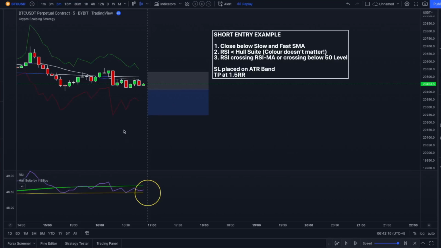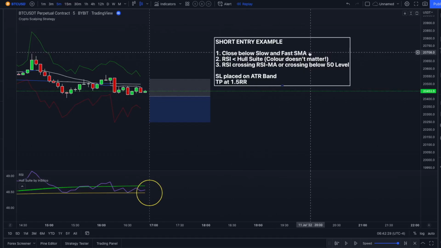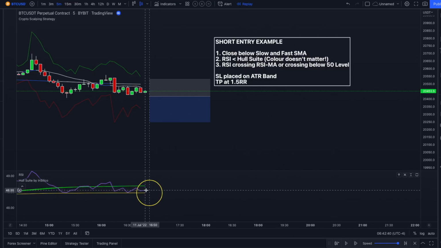Alright guys, now let me take you through a quick short example. So I already switched over to the crypto scalping strategy. So first of all, we have to see the close below the slow and fast smooth moving average. We already see that, we are below both MAs. We want to see the RSI smaller than the house yield, and again the color doesn't matter. So right here we saw the RSI is below the house yield indicator.